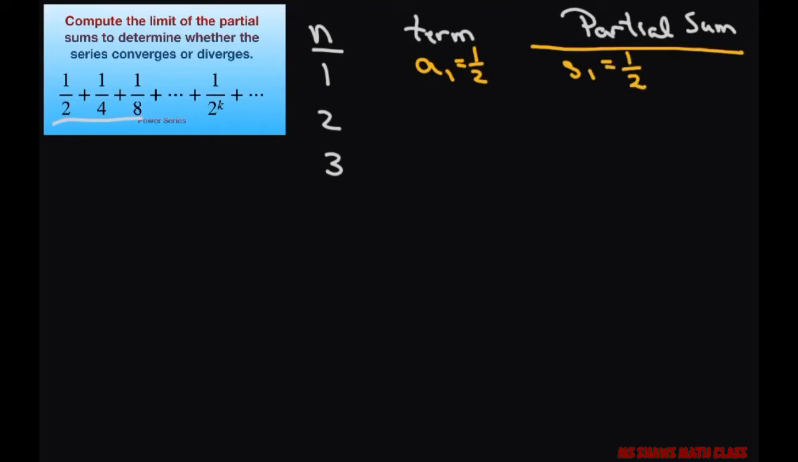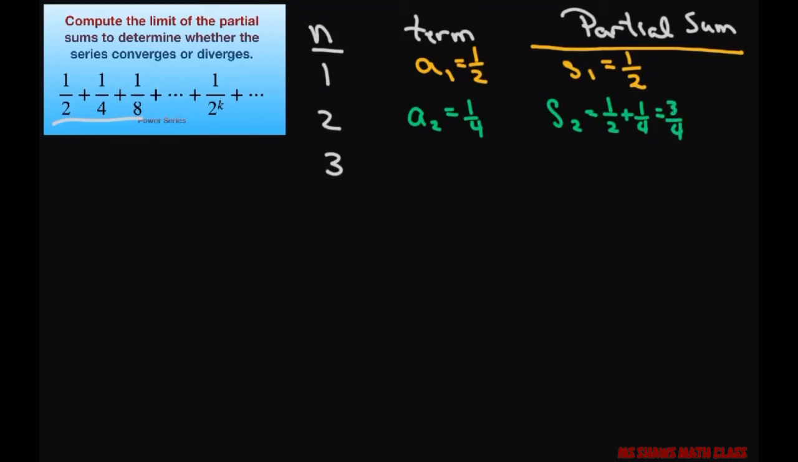All right. Now for the second one, we're going to get our second term is 1/4. So that means the sum of our first two terms equals 1/2 plus 1/4. Now that equals 3/4.